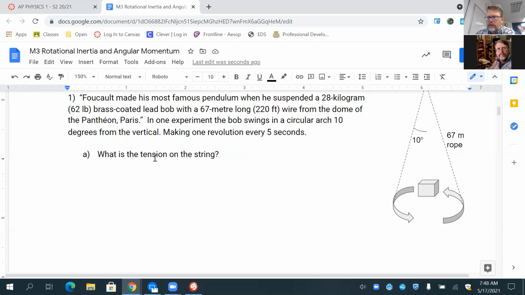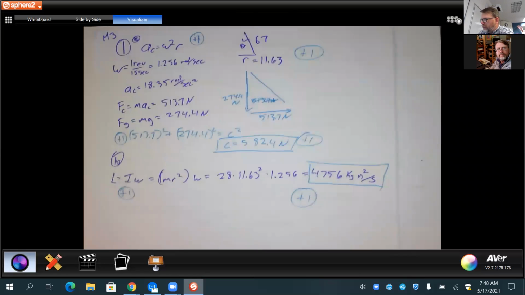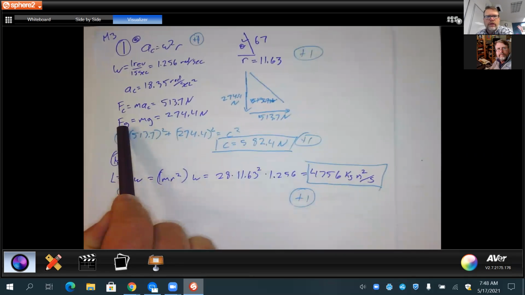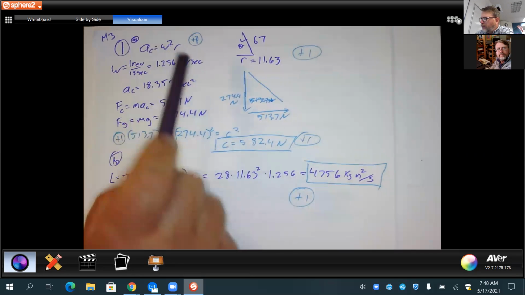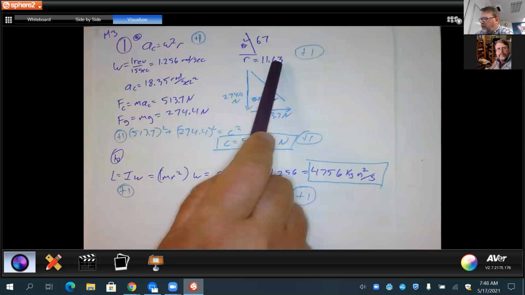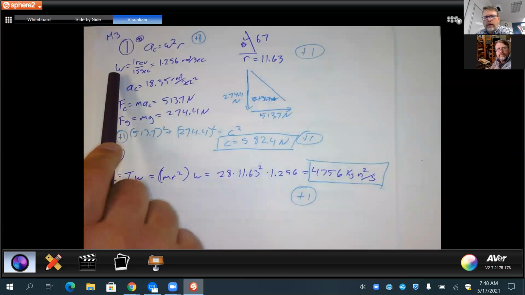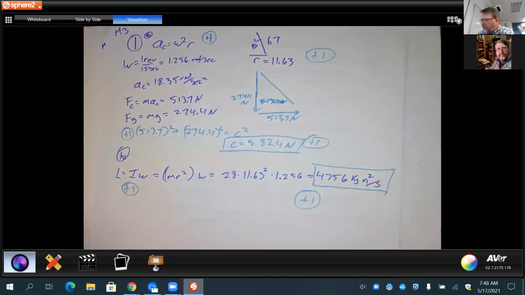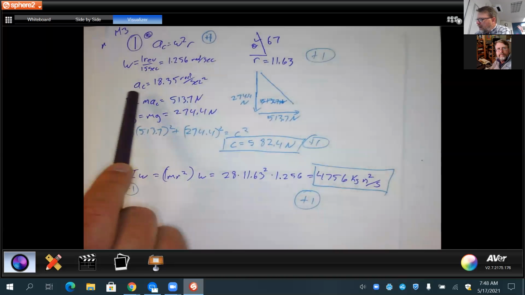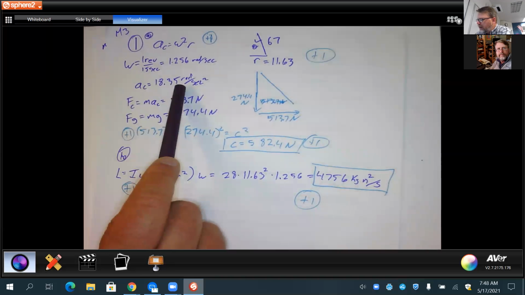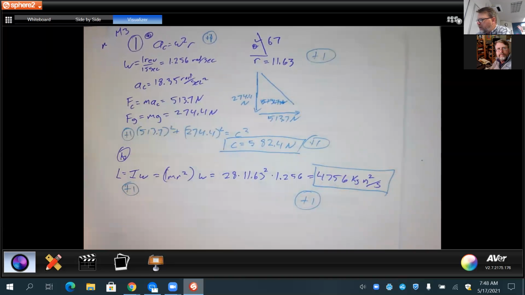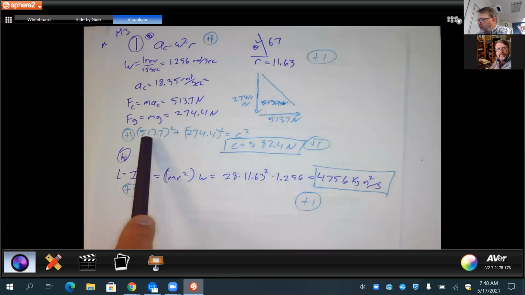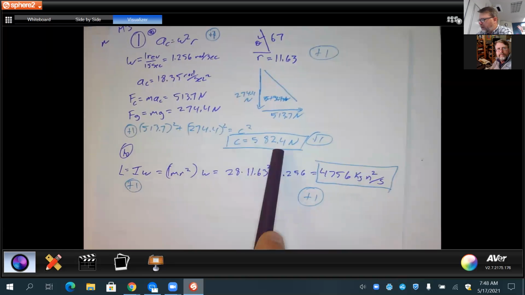Okay. So first of all, what's the tension on the string? In order to find that, we need to know two forces. We need to know the centripetal force and we need to know the gravitational force. Our centripetal acceleration is omega squared times r. For r, we have to use this angle to find that number. And then we have to find our angular velocity to find this number. Then we plug that centripetal acceleration in, and we get our two forces. Once we have our two forces, we can do the Pythagorean theorem, and that will give us part A.